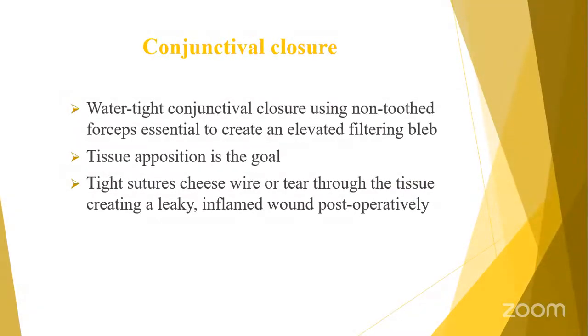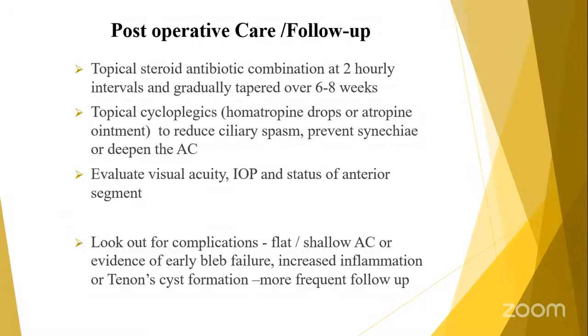Then comes the conjunctival closure, which you want to make watertight using your non-toothed forceps. I said earlier that you can actually just use your suture tier. You don't want to use any traumatic forceps that will create a buttonhole for you. Tissue apposition is the goal. Tight sutures will cheesewire through your tissue, creating a leaky, inflamed wound post-operatively. So having done that, you've actually finished your trap.